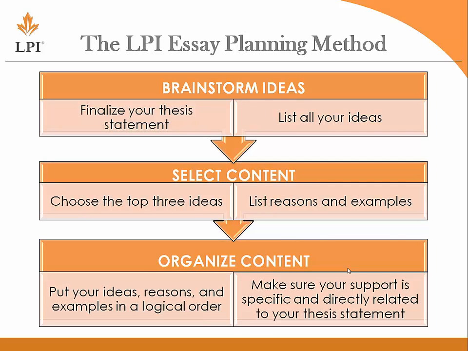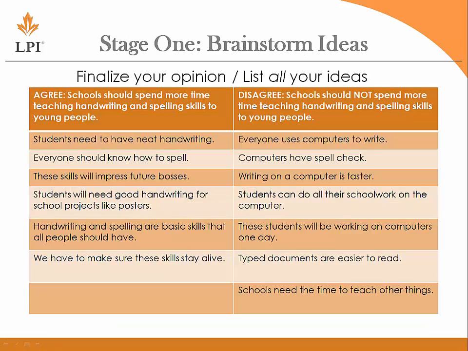All right, so now let's go back to the planning method and work through it with our sample topic. Stage one is brainstorming ideas. If you aren't familiar with this term, brainstorming means to just think of as many ideas as you can. Write them all down, no matter how good or bad you think they are at the moment. Just keep thinking and keep writing because you want to produce as many ideas as you can.